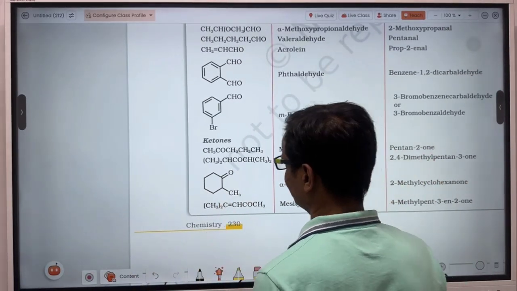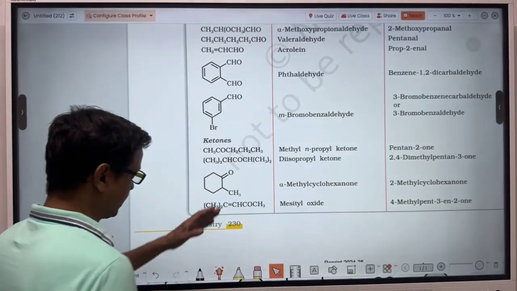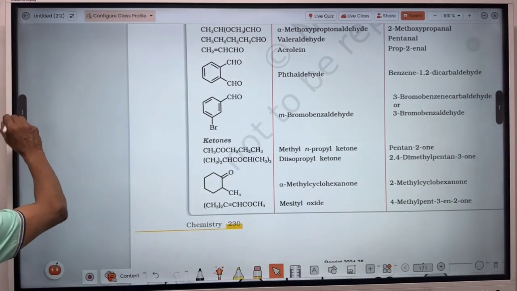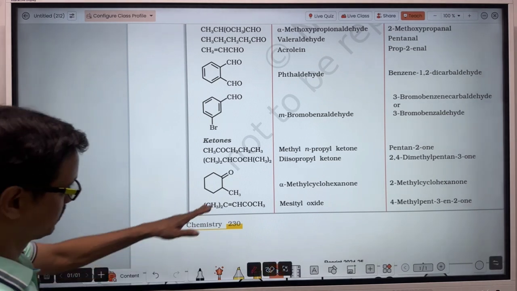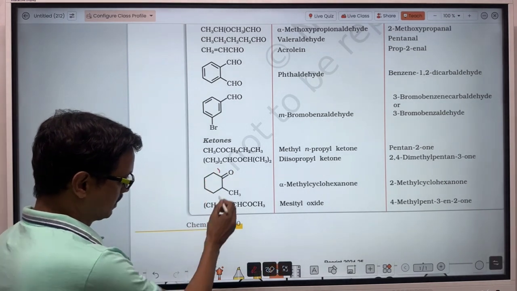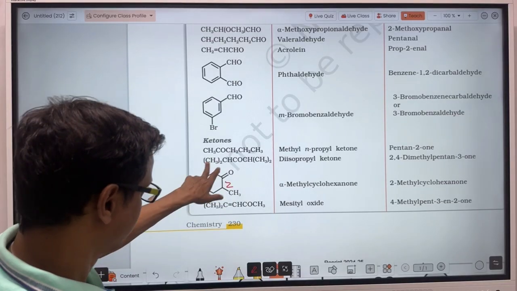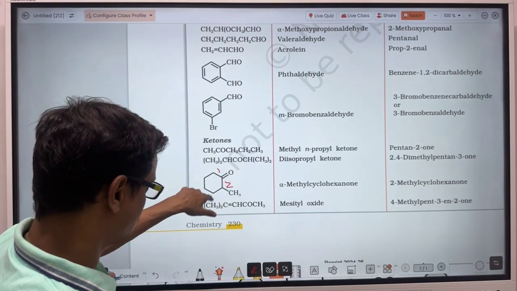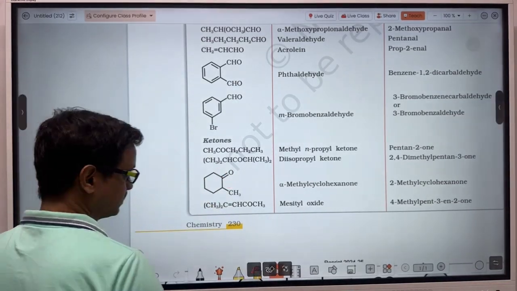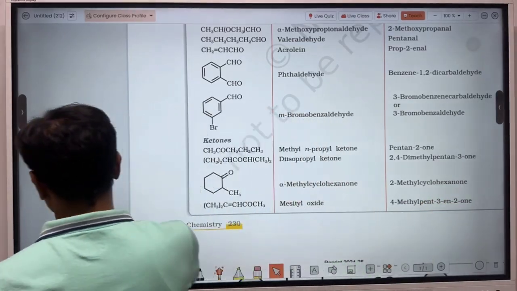What's the IUPAC name I have written? That's for you to check. Now the last one here, in this case how to write the IUPAC name? So this is the ketonic group. So first position, second position. So 2-methylcyclohexane, 2-methylcyclohexanone. So 2-methylcyclohexanone here.